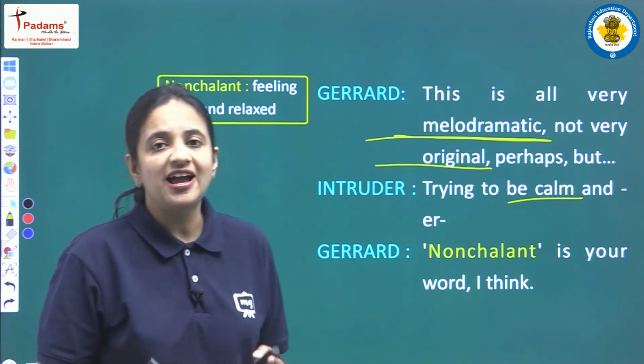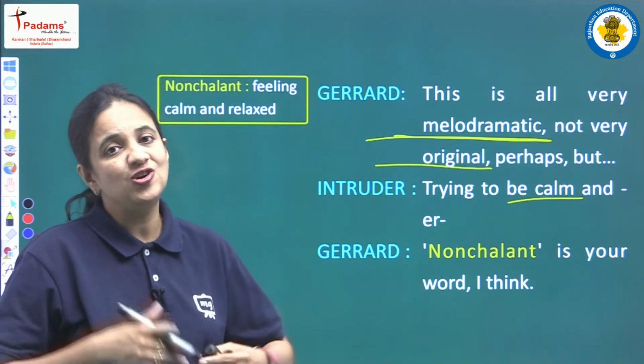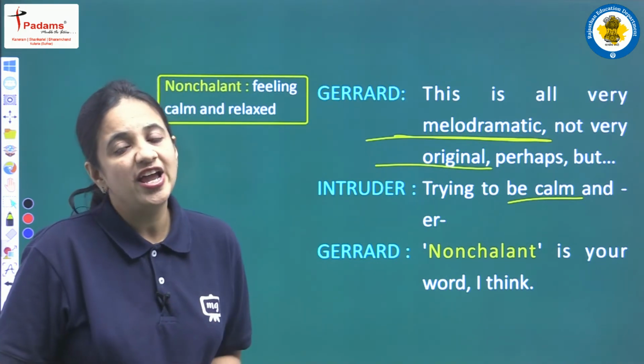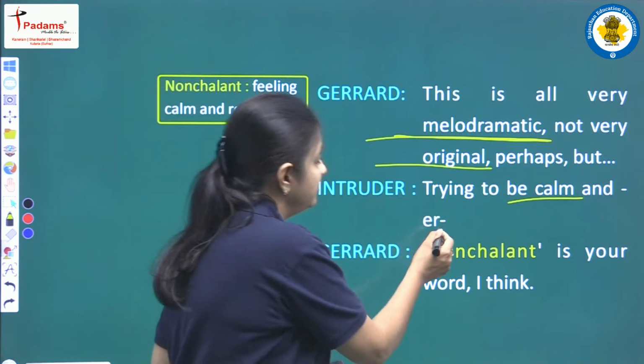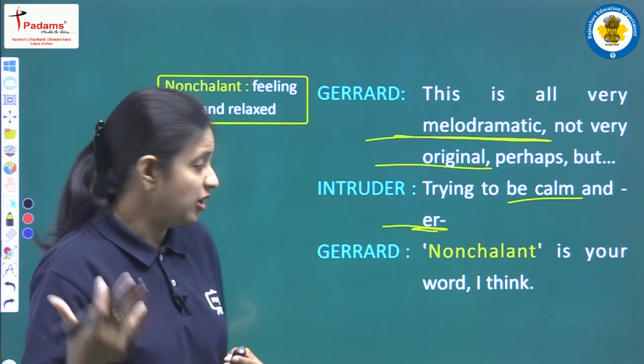Then the intruder is saying that I am just trying to be very much calm, I am just trying that I should not panic, right? I should not be full of anxiety, I am just trying to be calm. And then he is trying to find another suitable word.